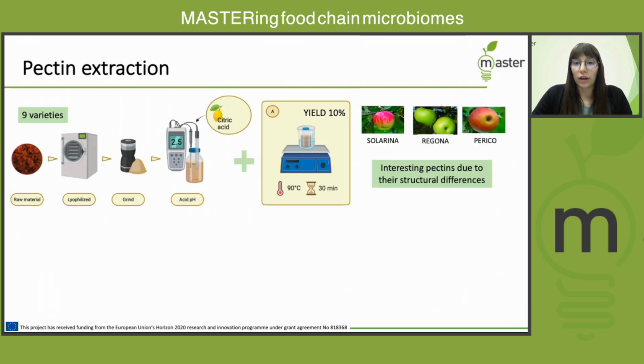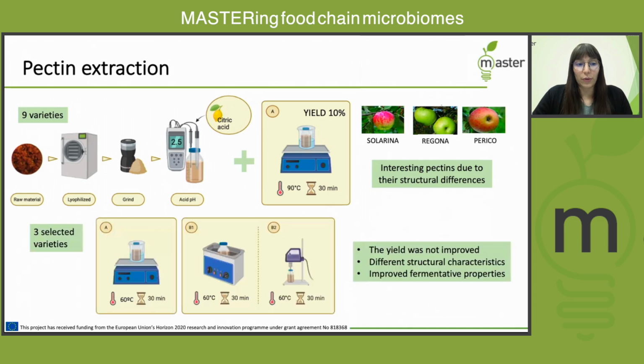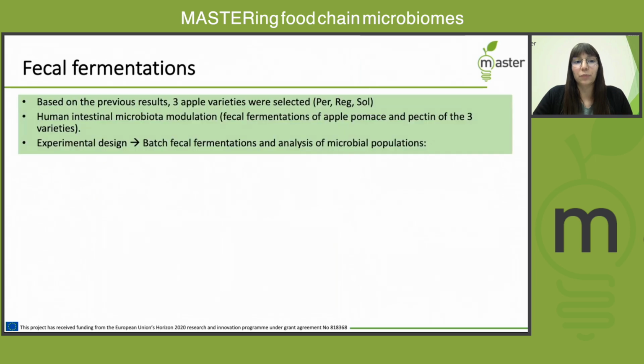With the results, we selected these 3 varieties, Solarina, Regona, and Perico, because they are interesting pectins due to their structural difference. With these 3 varieties selected, we made another 3 pectin extraction methods: the same conventional method but at a low temperature, and 2 more methods with ultrasound, bath and probe modes. The yield was not improved, but we obtained pectins with different structural characteristics that can improve the fermentative properties.